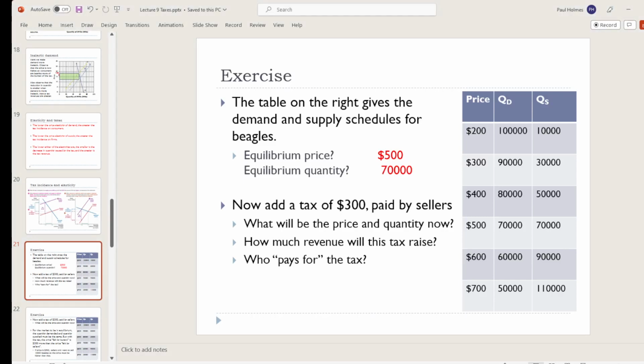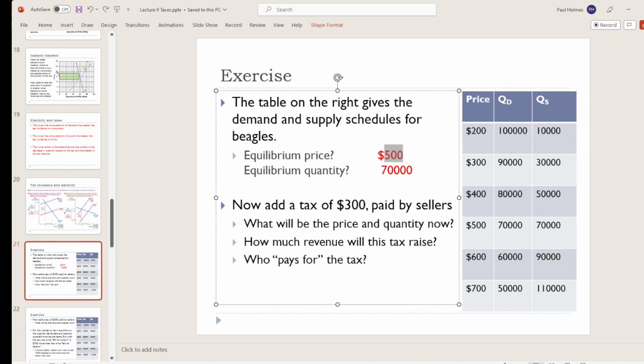Next, let's see if we can compute an equilibrium with tax in a market that we've seen before. So we looked at this market for beagles last time, looking at a price ceiling in the market. This time we're going to add in a tax, a very large $300 tax paid by the sellers in this market. So how are we going to incorporate that? We already know what the equilibrium price is. It's $500, and we've got an equilibrium quantity of 70,000, but that doesn't work with the tax, right?